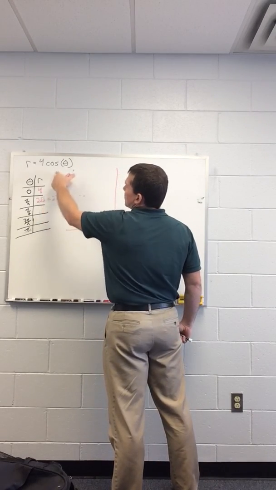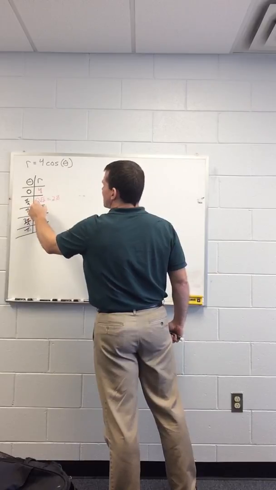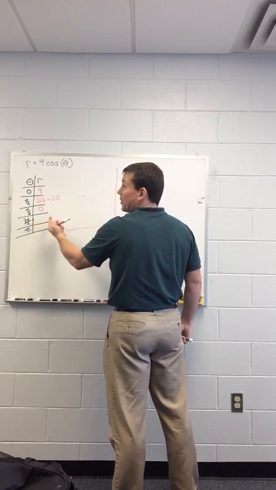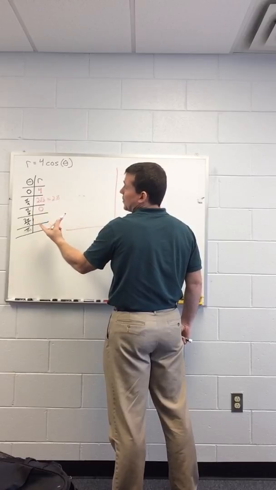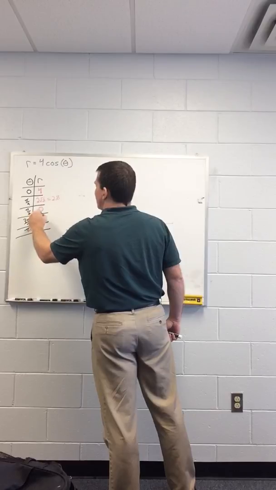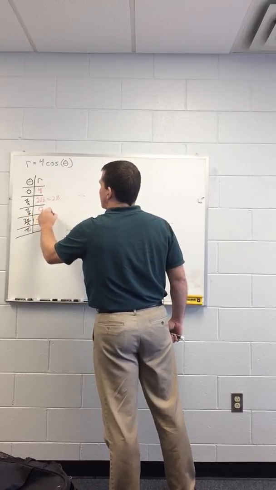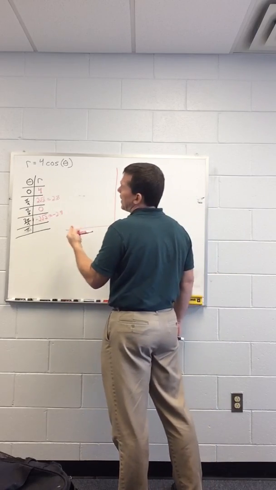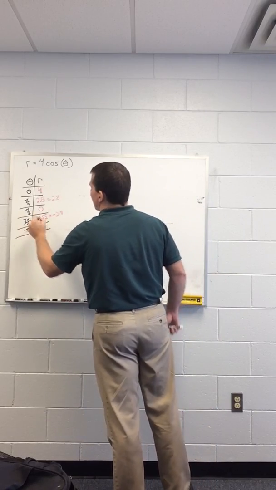Let's see, pi over 2. Cosine of pi over 2 is 0, so 0 times 4 is 0. 3 pi over 4. Cosine of 3 pi over 4 is negative root 2 over 2. Multiply that by 4, you get negative 2 root 2, which is about negative 2.8. And then at pi, cosine of pi is negative 1, we get negative 4.